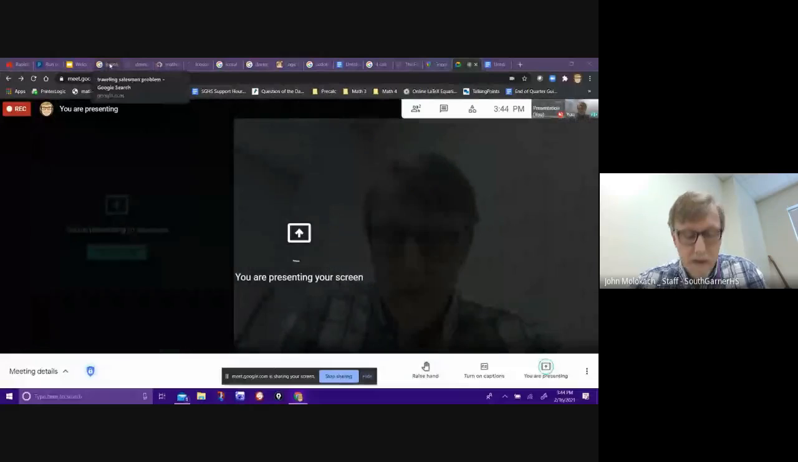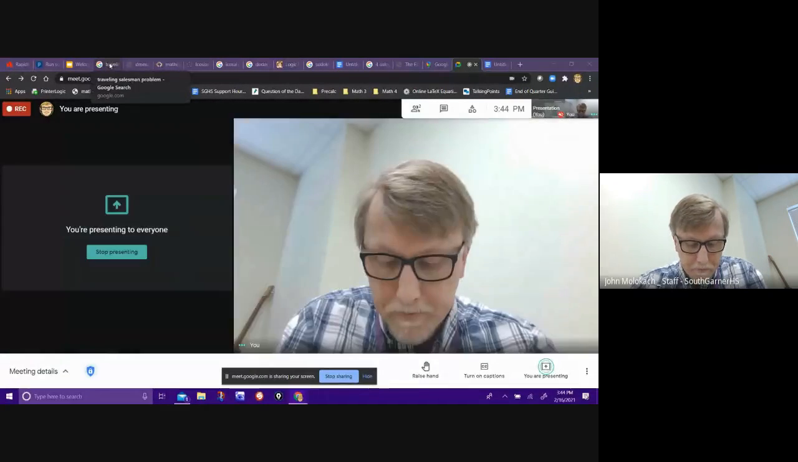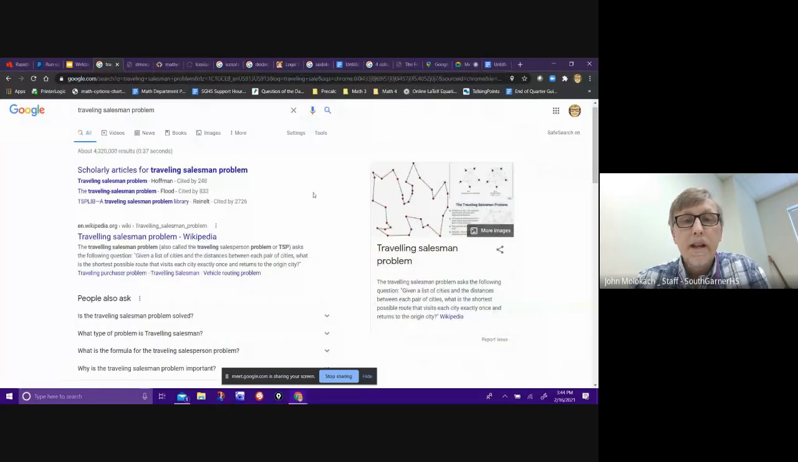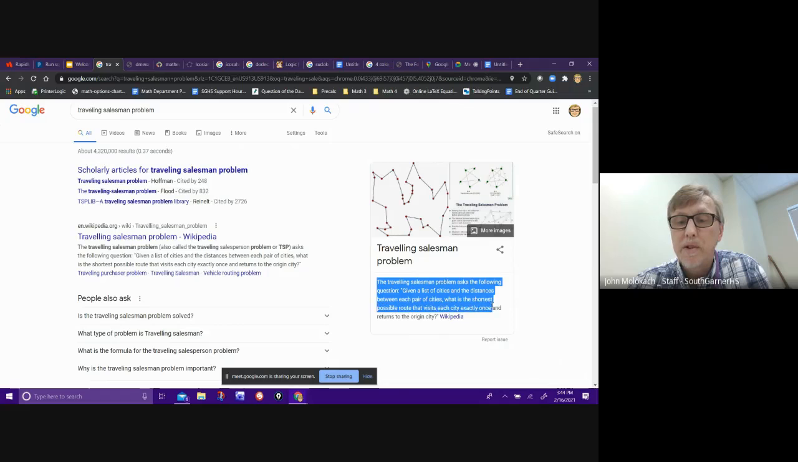And you'll find out that discrete mathematics is very important in computer science. So one of the problems that discrete math helps us solve is this thing called the traveling salesman problem. And the traveling salesman problem basically says, given a list of cities and distances between each pair of cities, what is the shortest possible route that visits each city exactly once and returns to the origin city?